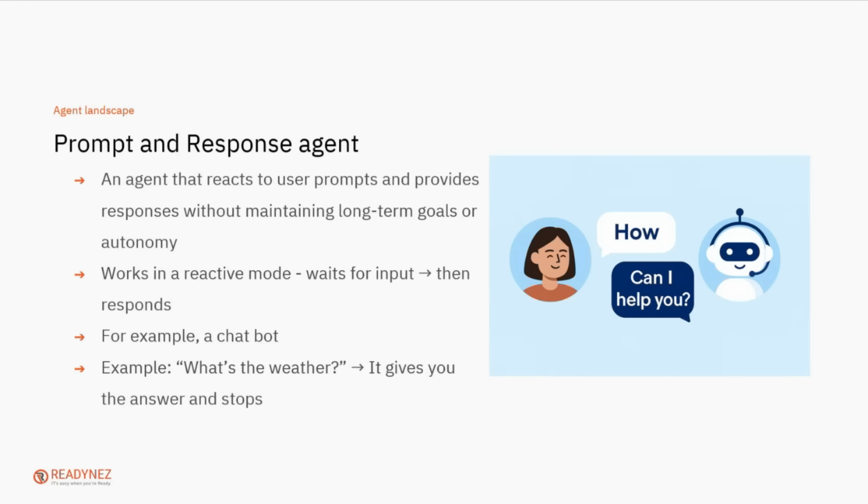So let's just talk about the prompt and response agent first. It says here, a system that reacts to user prompts and provides responses. The key thing is it does it without retaining long-term goals or memory. It just responds to that particular chat, that particular question. So it's not trying to do things long-term. It's just responding to what you're asking. It's reactive. Typical chatbots, which you've used. Microsoft 365 Chat is a good example of a prompt and response agent.